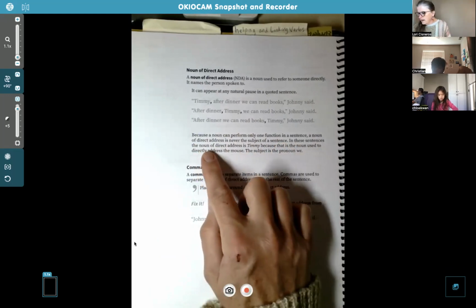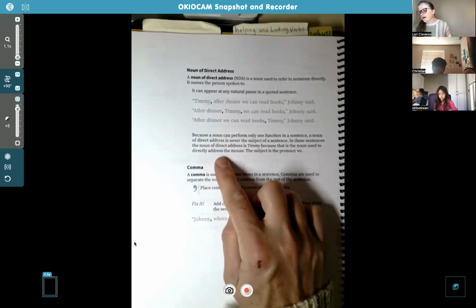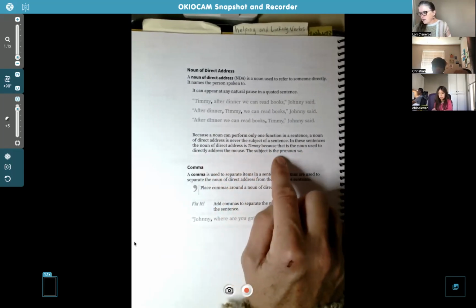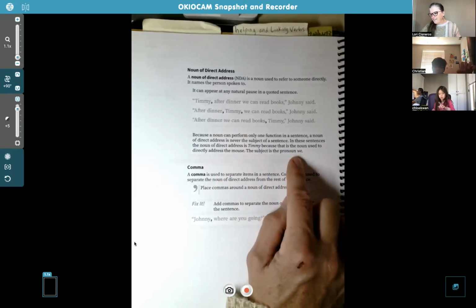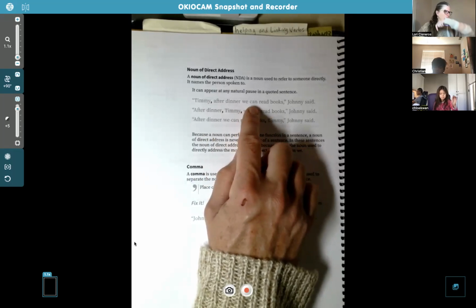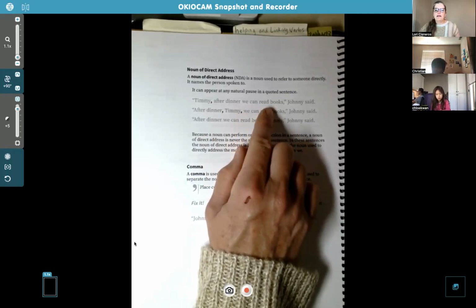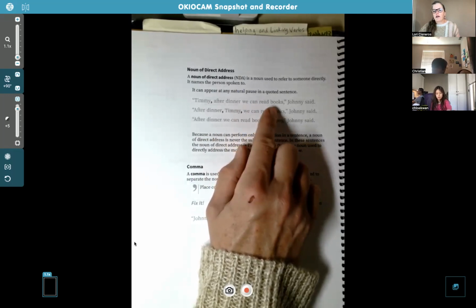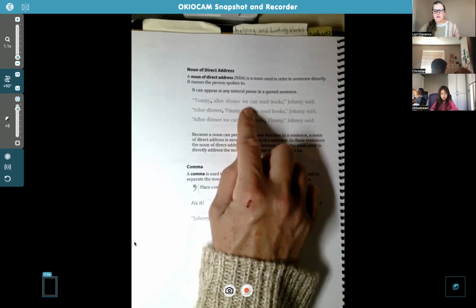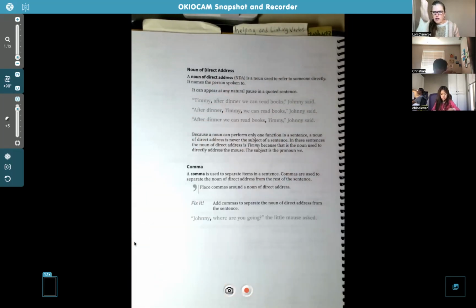In these sentences, the noun of direct address is Timmy, because that is the noun used to directly address the mouse. The subject is the pronoun we. So the subject in these sentences is we. We can read books. One way to figure that out is look at the verb phrase right there, can read, and ask who can read, and it says we can read. So that's the subject. We just forget about Timmy. He's just the direct address, right? He's the one they're speaking to.